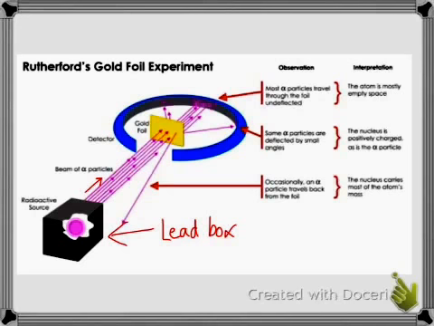Now this thin gold foil had a circular fluorescent zinc sulfide screen around it. Whenever an alpha particle struck the screen, a tiny flash of light was produced at that point. This screen, the fluorescent layer, was called a detector.